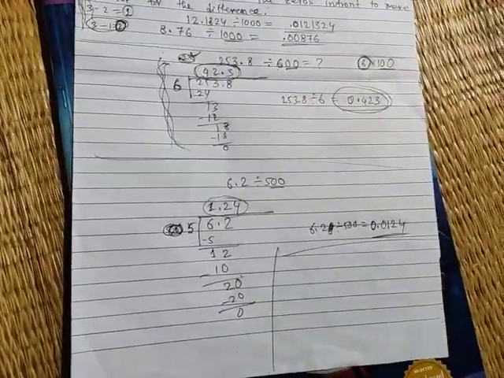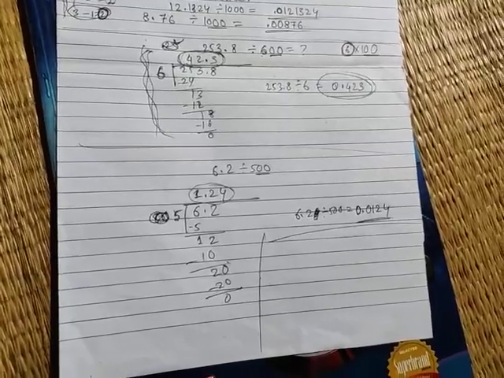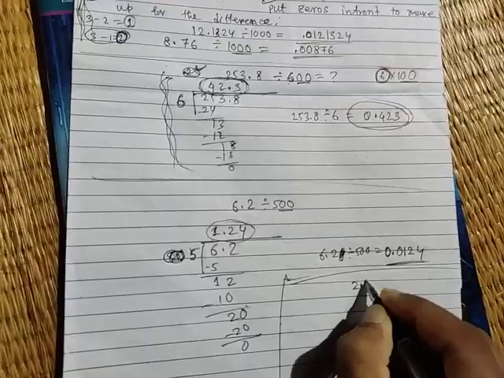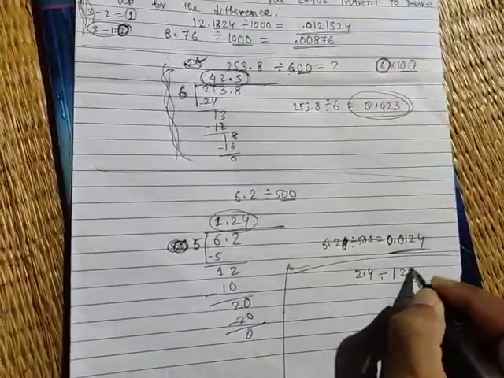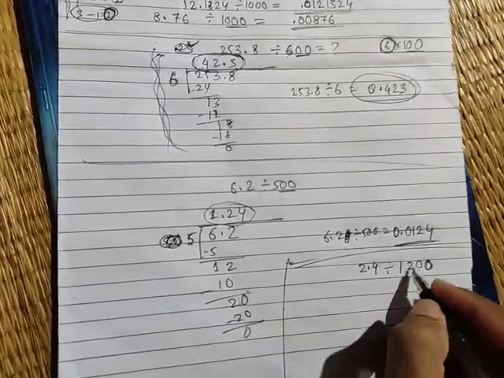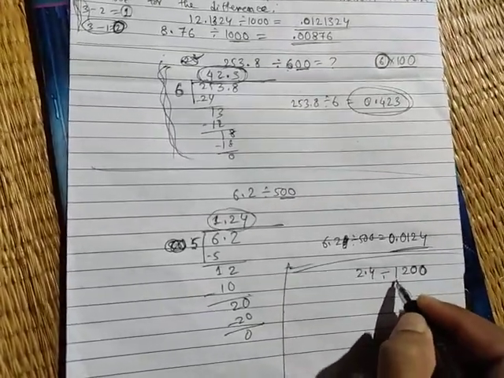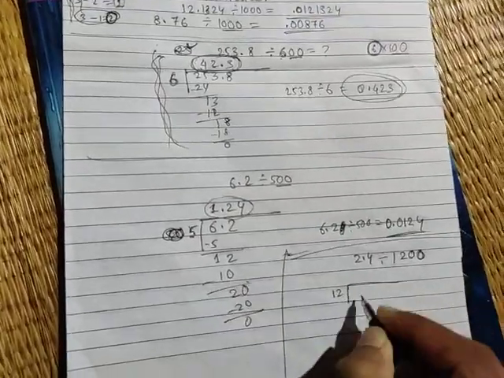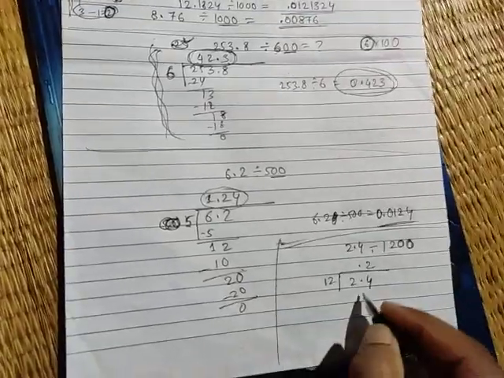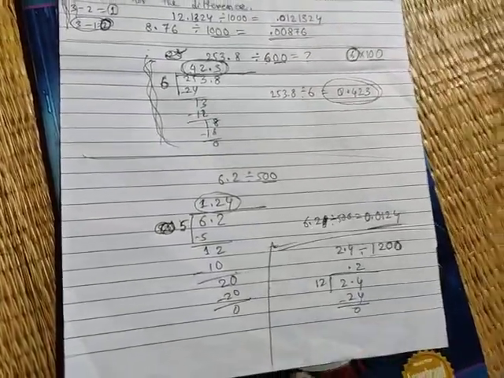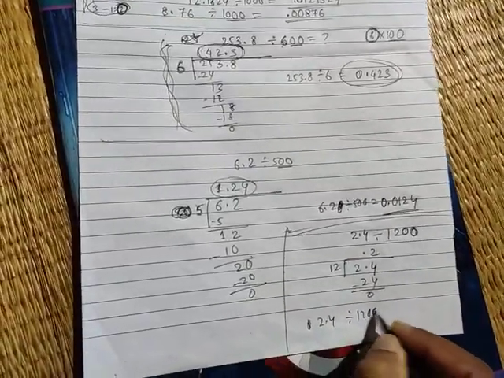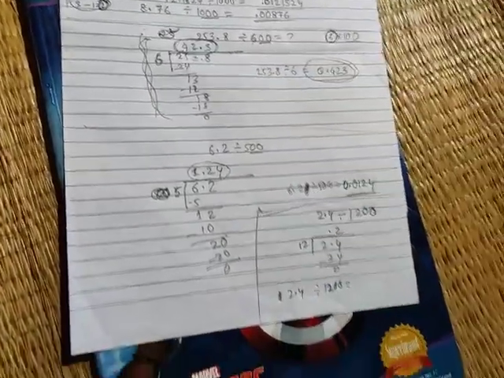One more example, pick it up. 2.4 divided by 1200. 1200. See, here forget about the zeros. Just do the division with 12. So 12 into 24, 0. So 0.2. So 2.4 divided by 1200. So here 0.2 is not the result.